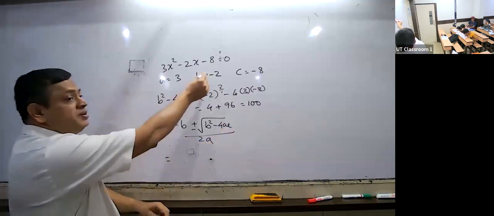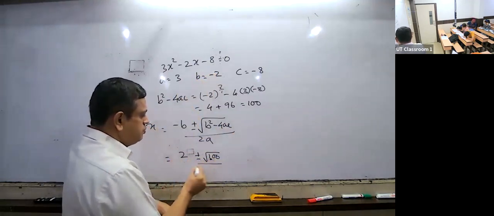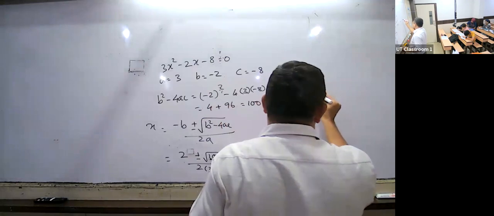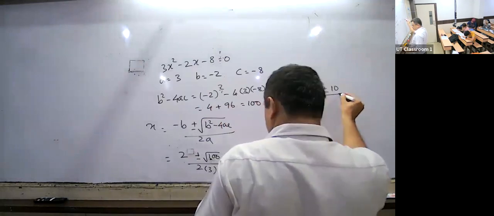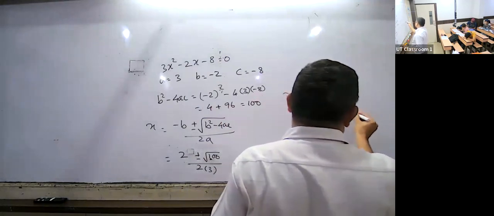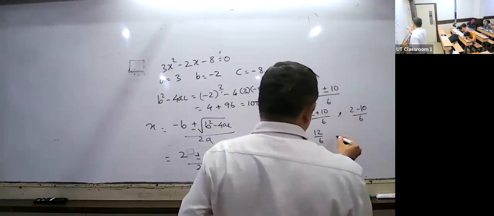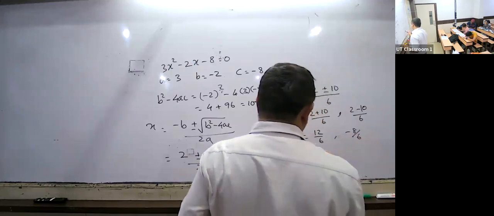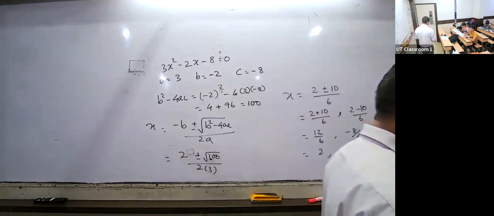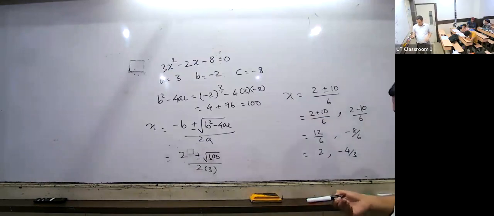Now, minus b, where b is −2, means −b is 2, plus or minus root 100, upon 2 times 3, which is 6. Then (2 + 10)/6 or (2 − 10)/6. That is 12/6 or −8/6. 12/6 is 2, or −4/3. So x = 2, −4/3. Did you get the same answer? Yes, sir.